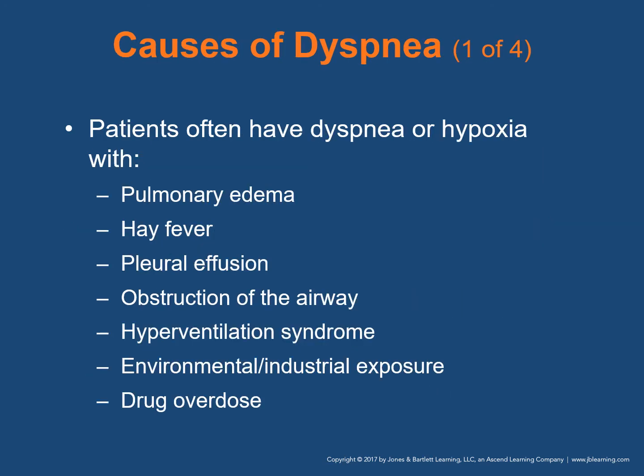Now, some of the causes of dyspnea, which we're going to go into one at a time, so I'm just going to go down the list. I already mentioned that sometimes the level of hypoxia and dyspnea cause an altered mental status, and that is a big issue. So: pulmonary edema, hay fever, pleural effusion, obstruction of the airway, hyperventilation syndrome, environmental or industrial exposures, like to caustic or poisonous gases, and drug overdoses. Then we'll continue on to the next slide.